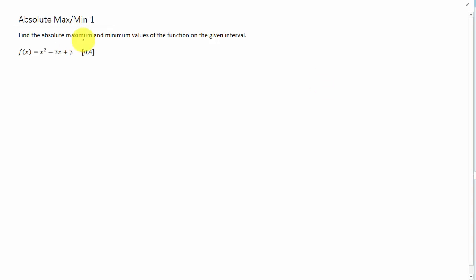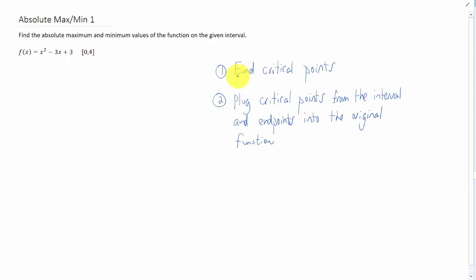Let's find the absolute maximum and minimum of this function right here on the interval 0 to 4. Now, anytime we're looking to find an absolute maximum and minimum value of a function on a given interval, we need to find the critical points first, and then we retain any of those critical points that happen to fall in the given interval, and then we're going to plug those critical points and the endpoints into the original function. The largest y value that we find, that's going to represent our absolute maximum. The smallest value we find is going to represent the absolute minimum.